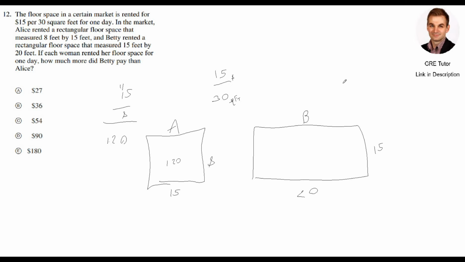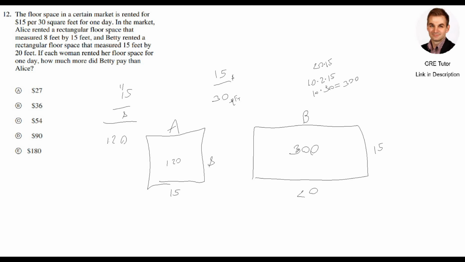And then 20 times 15. 20 times 15 is the same thing as 10 times 2 times 15. So 10 times 15 is 150, and 2 times 150 is going to be 300. So that's 300 square feet here. Now we have 300 square feet here, 120 square feet here.